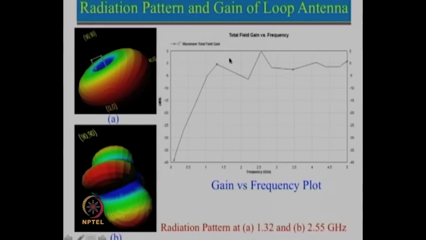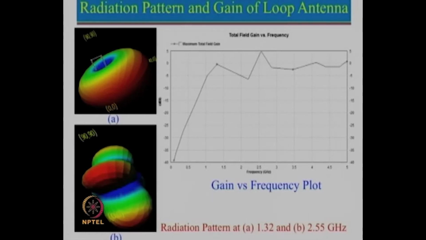And you can see that here the gain is close to 0 dB. The directivity may be close to 1.52 dB. The gain is less because matching is not very good at this particular point. One can see that at this point, because of the good matching, the gain is also higher. You can see the higher value of the gain, which is approximately 5 dB.